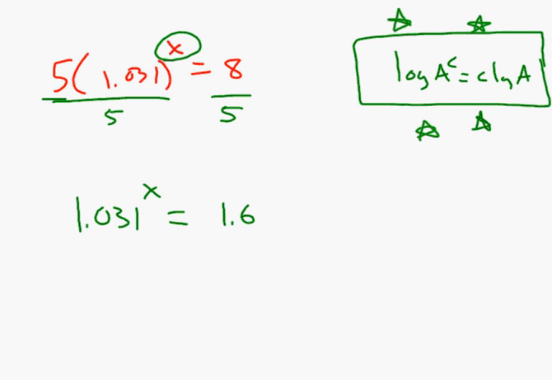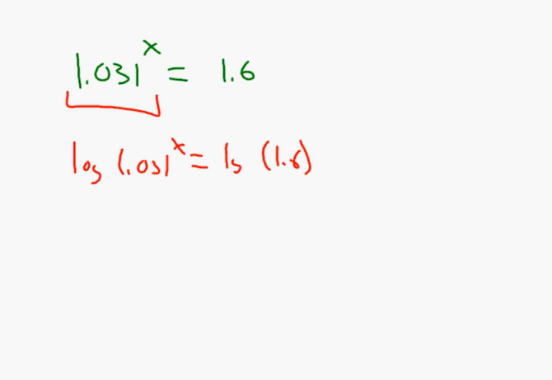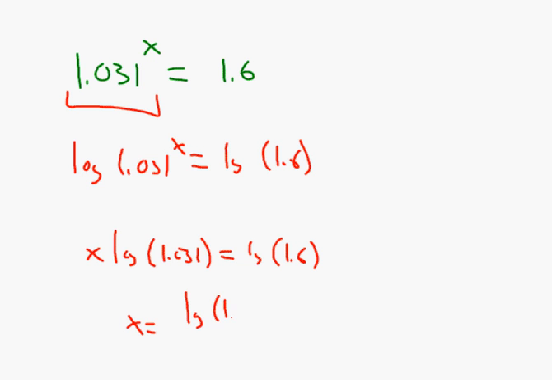Now, if I look at the expression on the left, it's a number to an exponent. And I don't want that exponent to be there anymore. I'm going to get it in front, so I'm going to take the log of both sides. The log of 1.031 to the x equals the log of 1.6. And I could bring the x in front. And now I'm done. x equals the log of 1.6 over the log of 1.031.